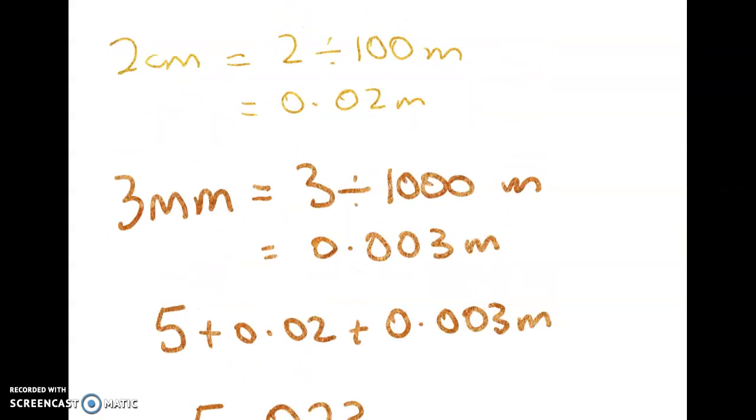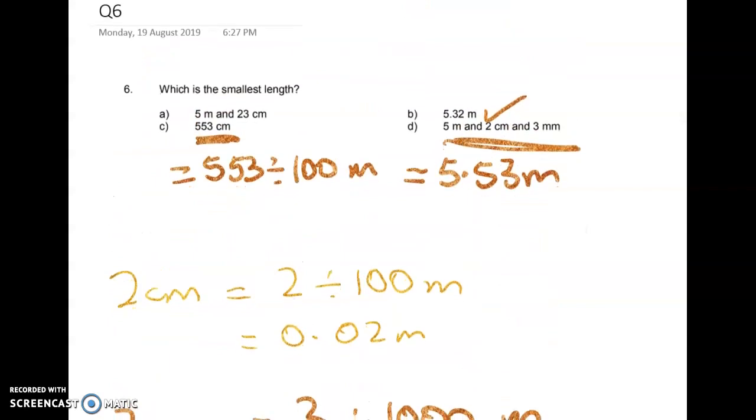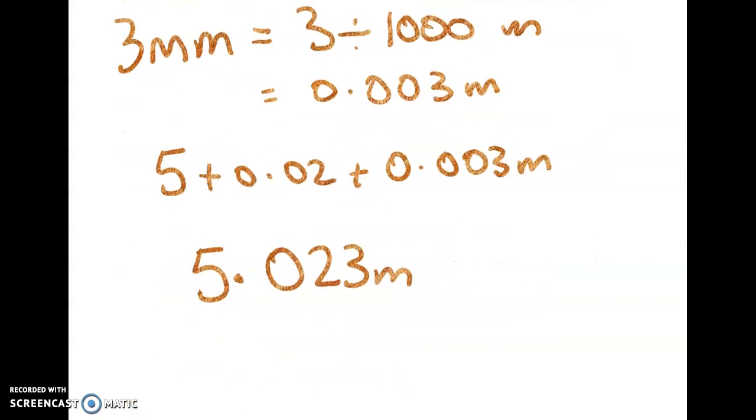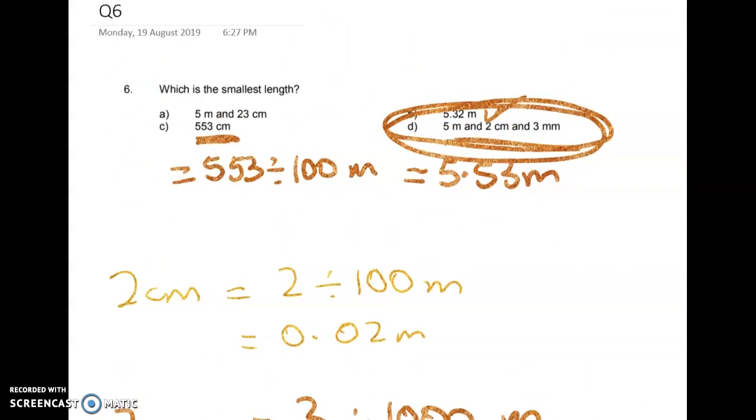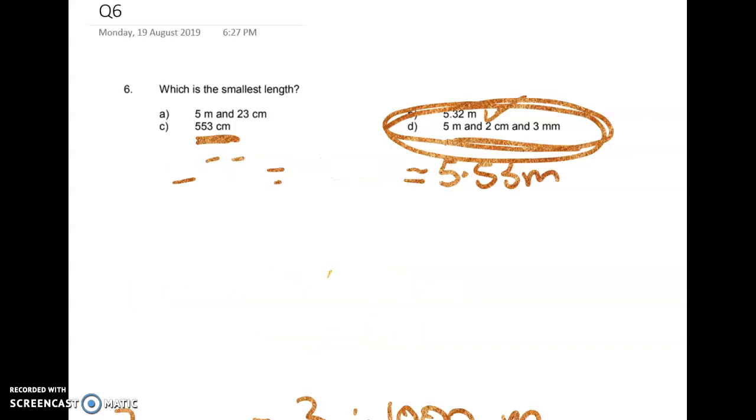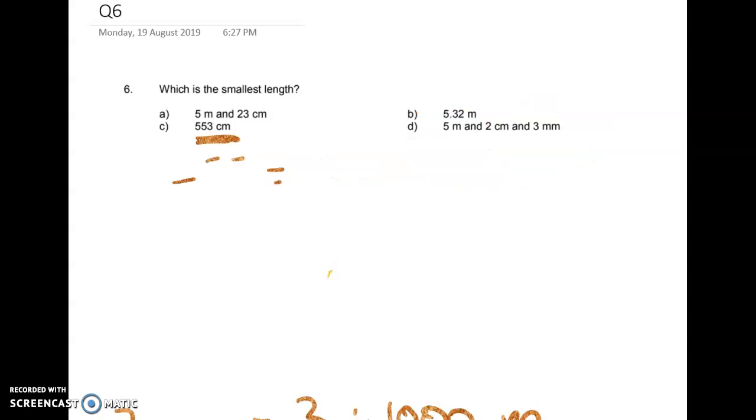5.023 meters. So now we can answer the question, which is which one is the smallest length? And it turns out that it's D. So D is the smallest. I can see that easily because once I've got them all in the same unit, I just use my understanding of decimal place value. I'm going to spend a tiny bit more time looking at that so that we can check that we really do understand how place value works.